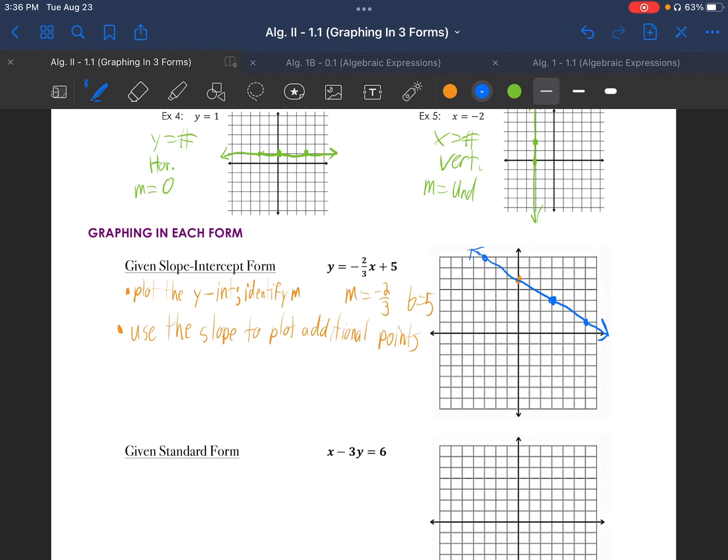So then the third step, I actually already did it, was draw the straight line with arrows.